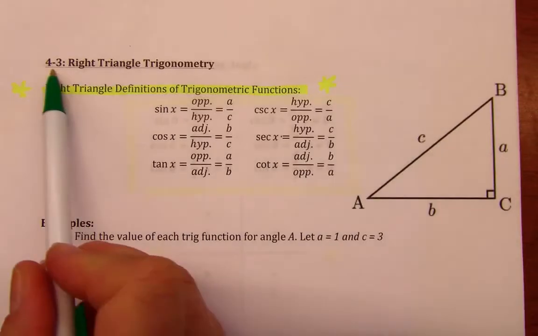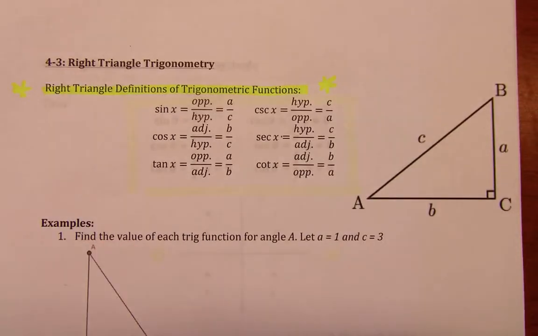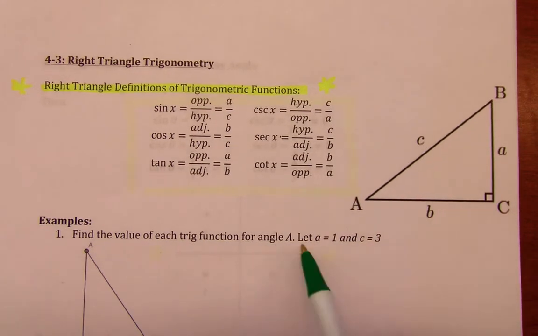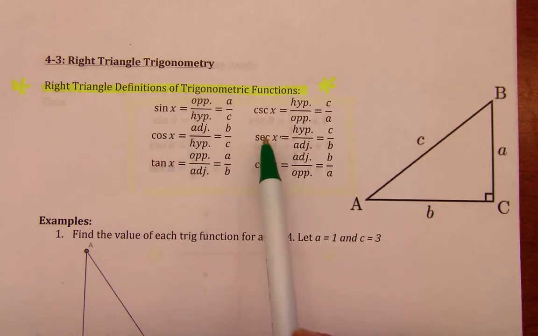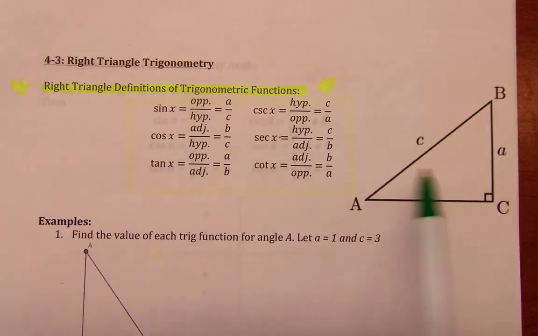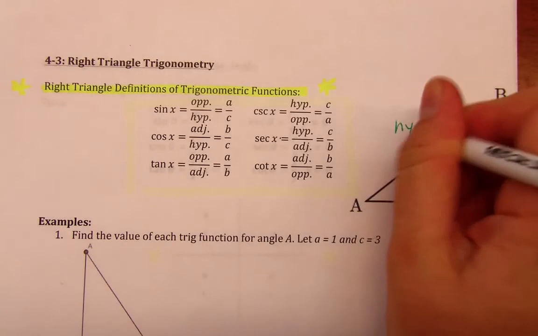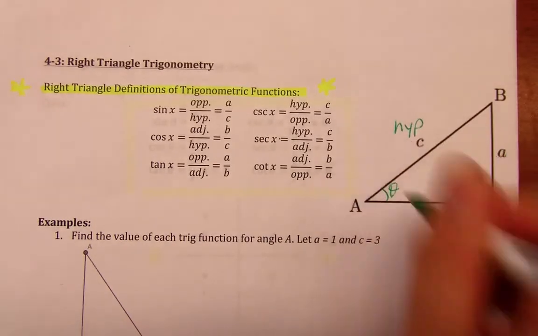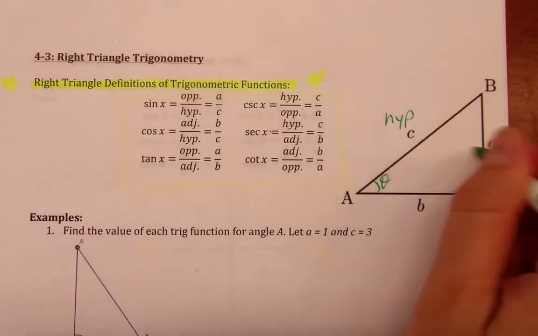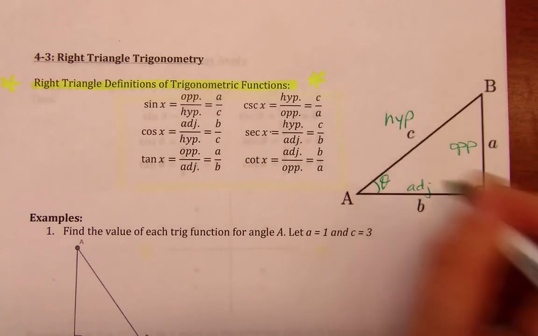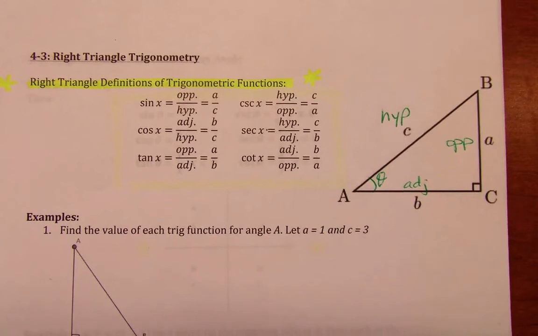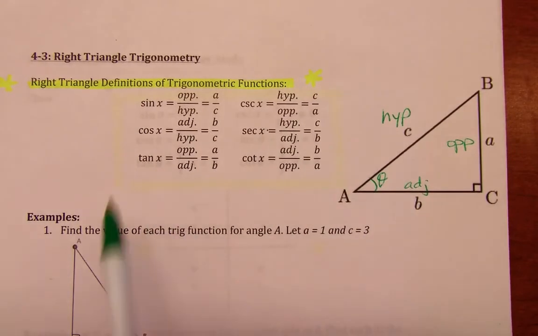Okay, so this is section 4-3, and we're looking at right triangle trigonometry. We're going to be using a right triangle here to look at the relationships of sine, cosine, tangent, cosecant, secant, and cotangent to the hypotenuse. If this is my angle theta that I'm looking at, I have my opposite side and my adjacent side. Using these relationships, this is stuff that you should have learned in geometry.